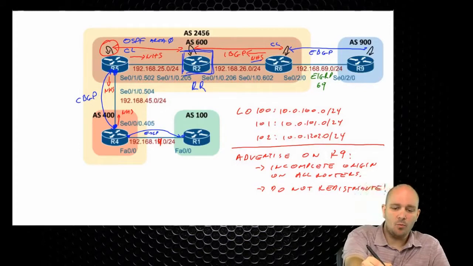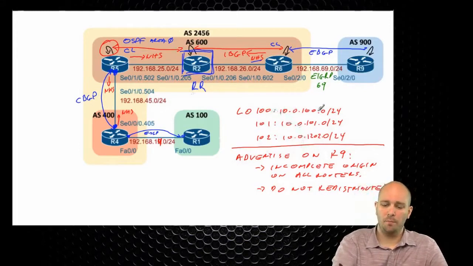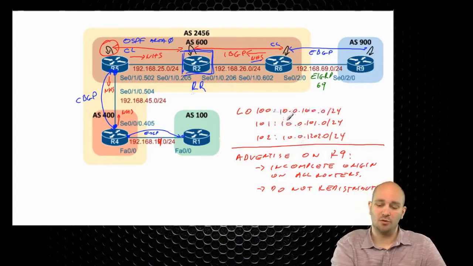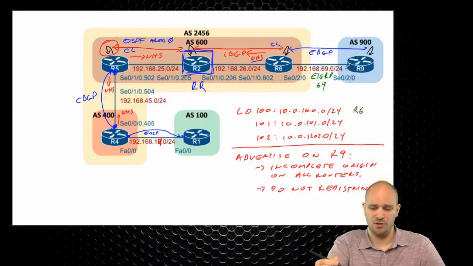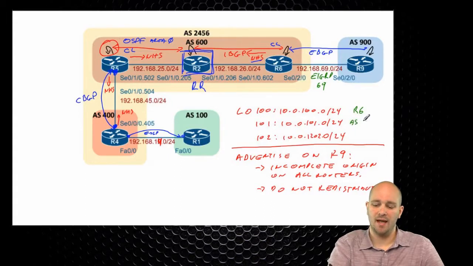Now, I want loopback 100, so this route 10.0.100/24, to be available only on R6, well, including R9. So on R9, this is the injection point. So only on R6. And 10.0.101/24, I want to be available only in AS600.